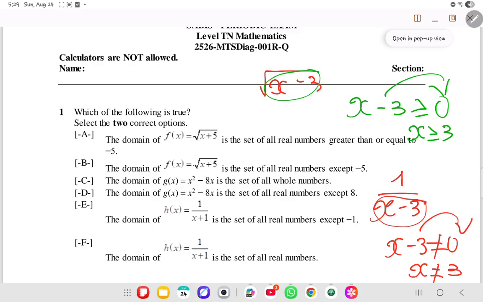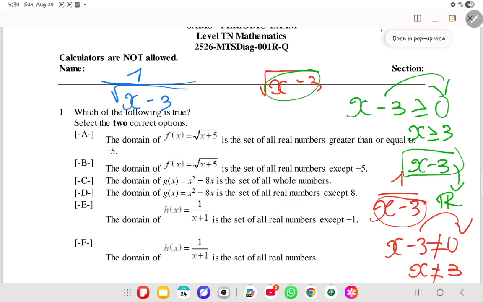Now, very important. If you have, for example, x minus 3 by itself, the domain is the set of all real numbers. Now here, this is also a very important one. It did not come in this example, but it may come in another one. If you have, for example, 1 over radical x minus 3.